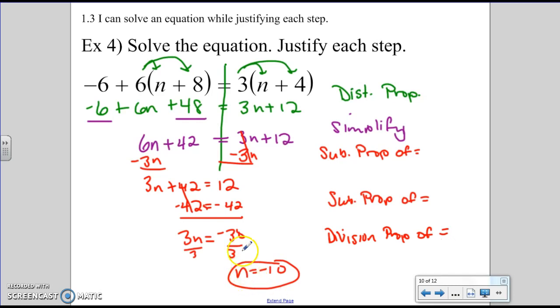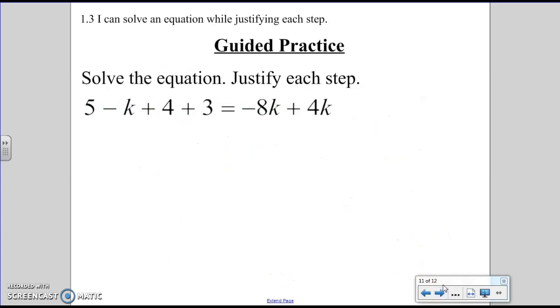Okay, so steps are the same as solving. Same solving as we had done before. You just need to justify all of your steps. Okay, so try this problem. Once you finish, have it checked. And after you have it checked, we will give you your homework.